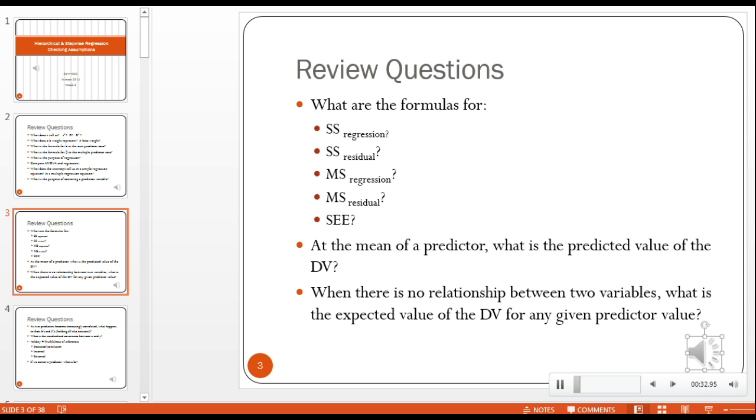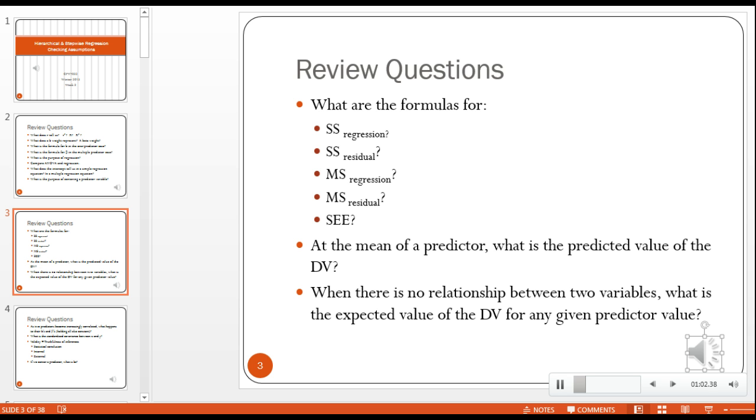And the SS regression gives us an indicator of how well we're predicting the DV. And remember specifically what this means is, are we predicting better than just saying the mean of the DV for any value of X, or the predictor? So remember that we would be doing a very poor job of predicting if we just said the mean of the DV for any value of the predictor. But that would be the best that we could do.